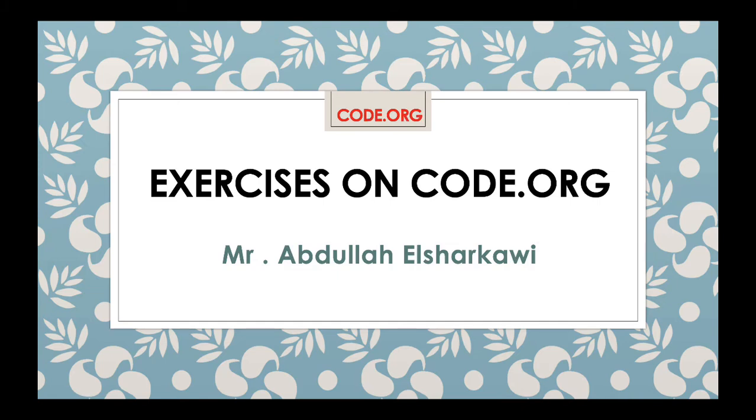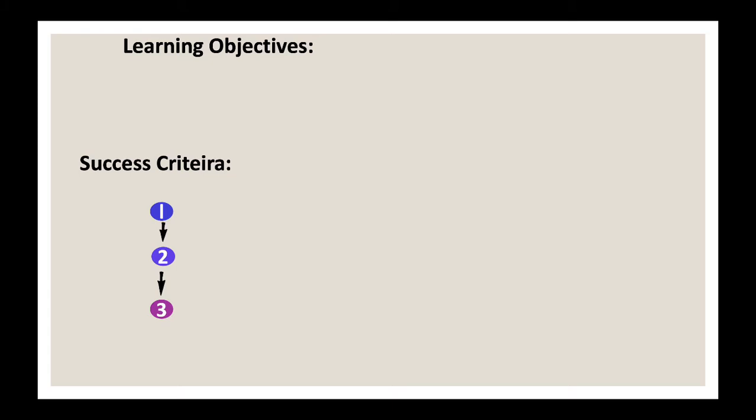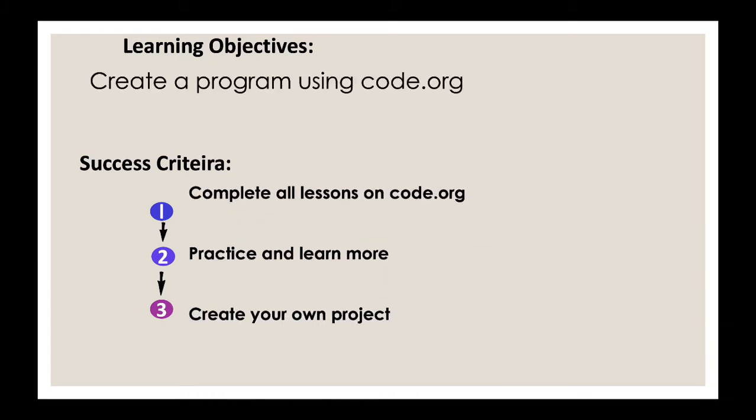Today we are going to do some exercises in code.org. Our learning objective is to create a program using code.org. Success criteria: number 1, complete all lessons in code.org. Number 2, practice and learn more. Then create your own project.